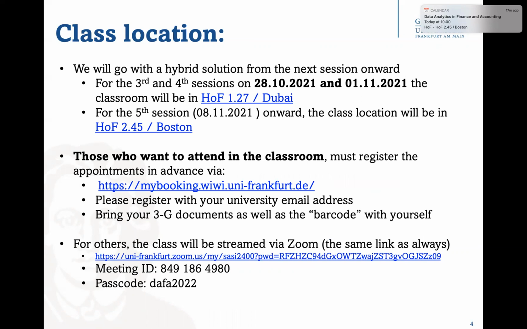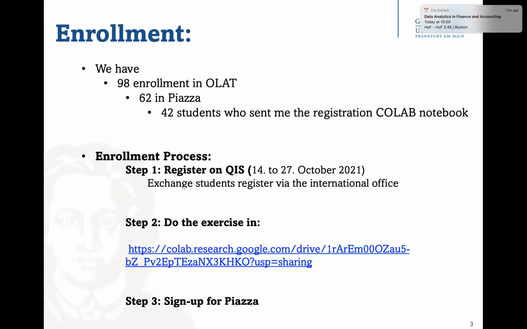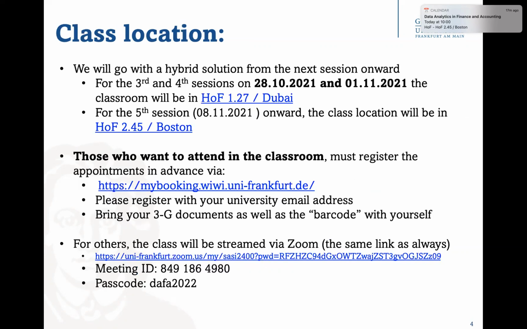Second, about the class location. It depends on how many students we have. I think we are more than 40 people for sure, so we need to make the class hybrid. From the next sessions onward, we will have a hybrid class, so people can register and come to the class here. We have one person here today, Semir, right? Yeah, Semir is here today, but for the next sessions, you could also register and come.